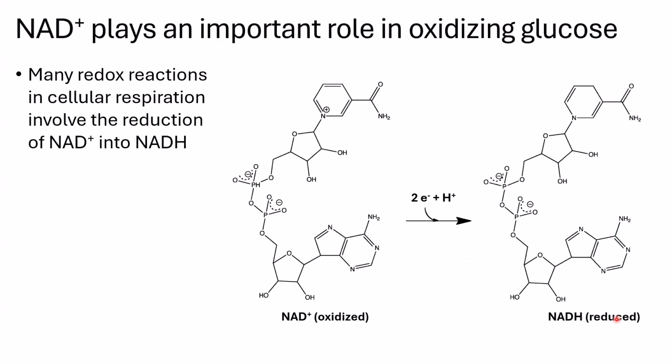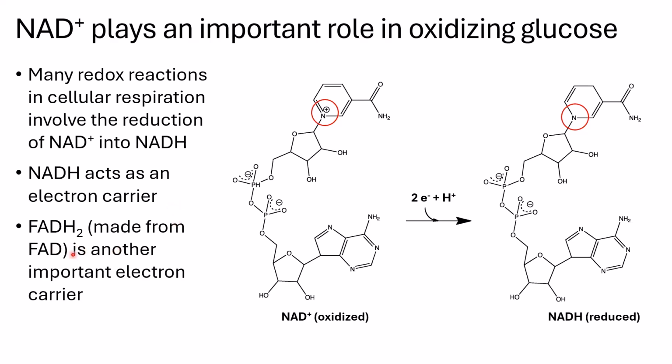The small difference in structure that this makes is shown by the red circle. Since NADH now has extra electrons, it is also referred to as an electron carrier. FADH2, which is a reduced form of another nucleotide called FAD, is another important electron carrier. Both can be considered to be energy equivalents.